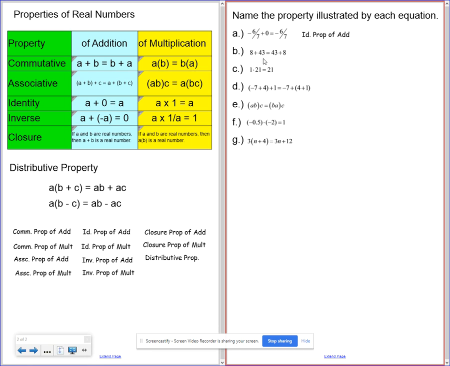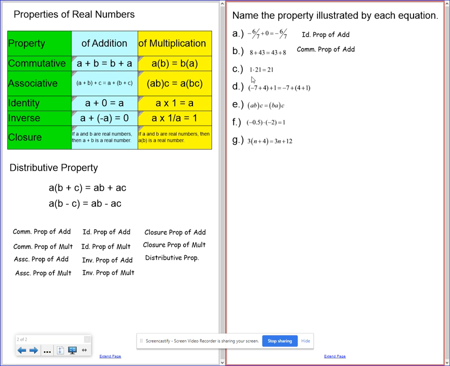8 plus 43 is equal to 43 plus 8. I always compare the left side to the right side. I'm trying to find the difference. What's different from the left and the right? The order. Anytime the order changes, that's a dead giveaway for the commutative property. Okay, what are we doing here? We're adding. So this is the commutative property of addition.